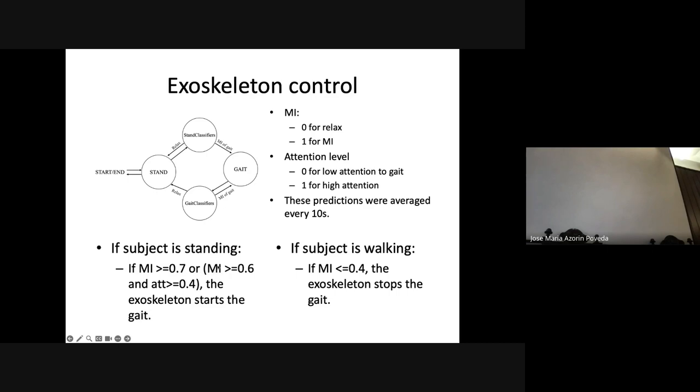if the motor imagery is bigger than 0.7, or the motor imagery is bigger than 0.6 and the attention is bigger than 0.4, the exoskeleton is going to be moved, okay? But if the subject is working with the exoskeleton and the motor imagery is less than 0.4, the exoskeleton is going to be stopped.